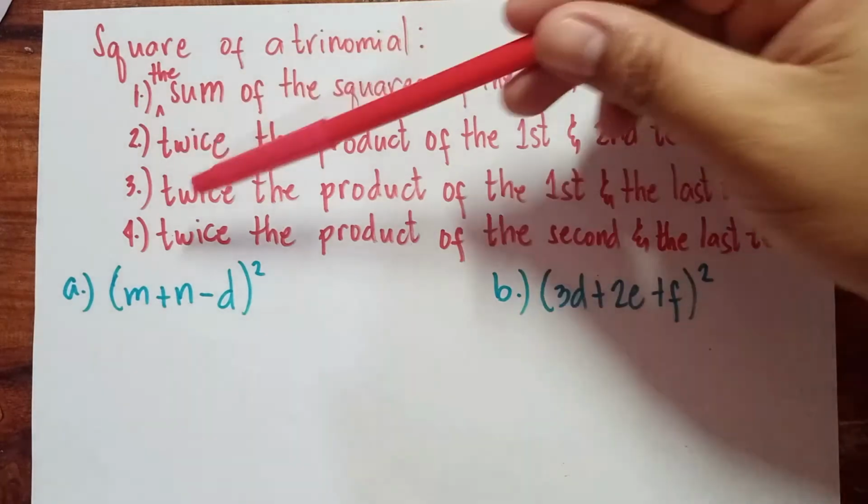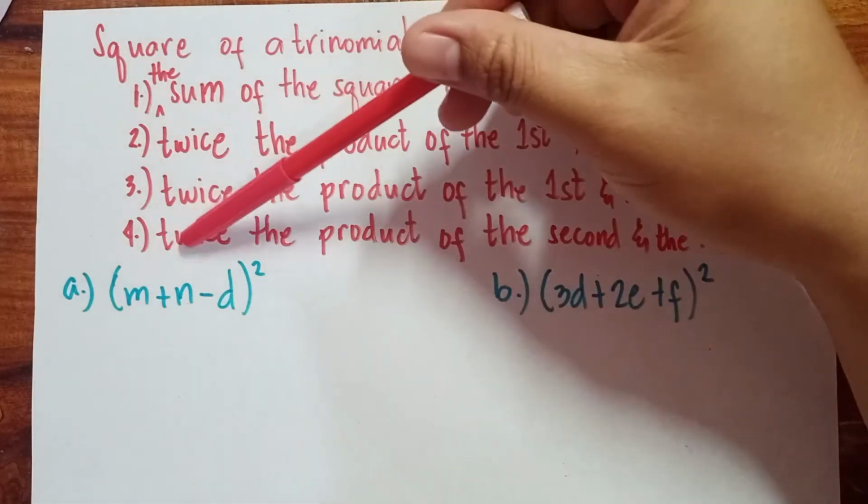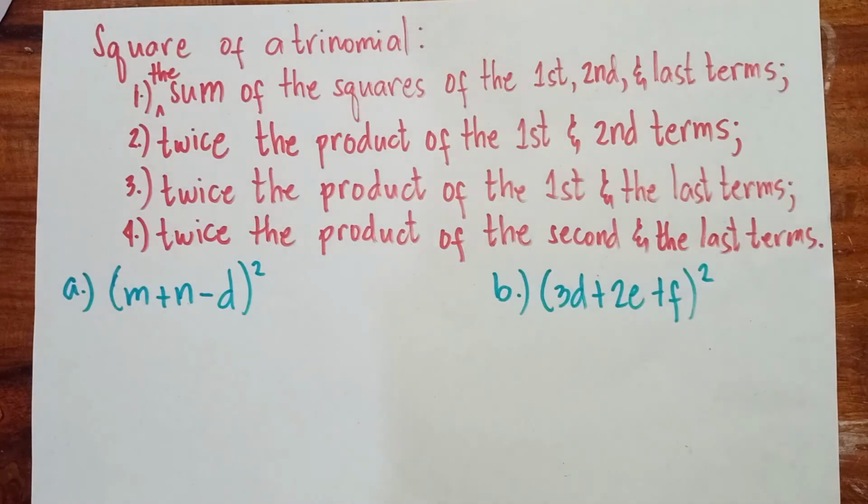Okay? And the last step is twice the product of the second and the last terms. Or in other words, we're going to multiply the second and the last term, then again multiply it by 2. So that is the 4th step. So I will show you again a specific example.